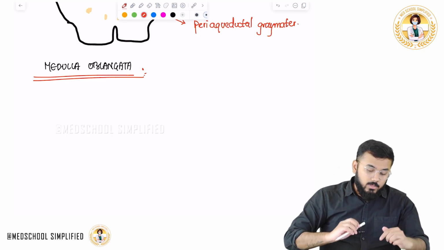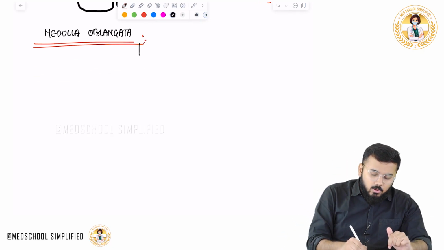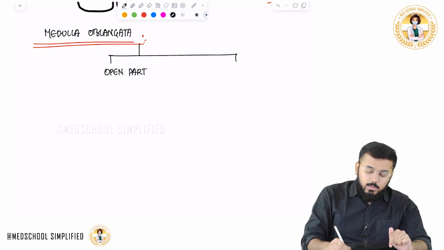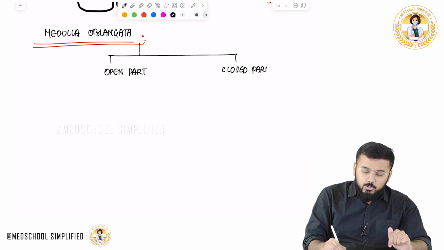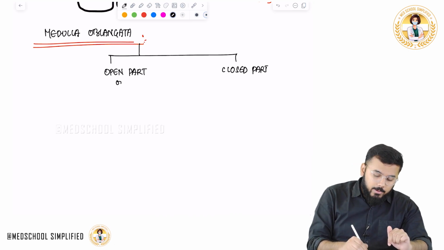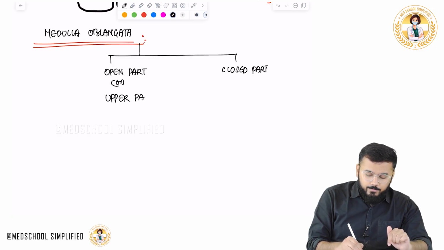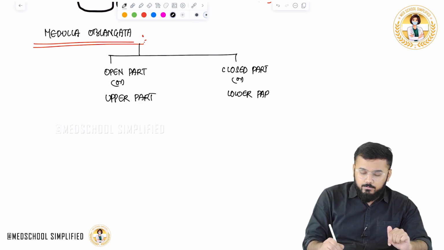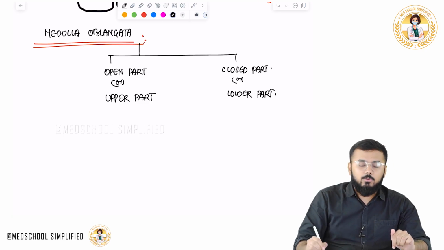Okay. So the medulla oblongata has two important parts. One is called the open part of the medulla oblongata. We even have the closed part of the medulla oblongata. The open part of the medulla oblongata is the upper part. The closed part is also called the lower part of the medulla oblongata.